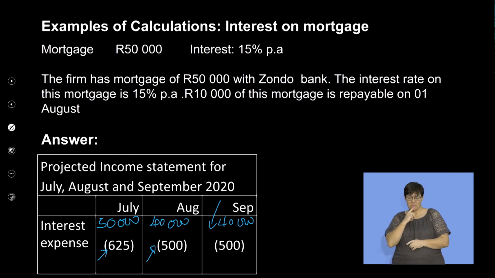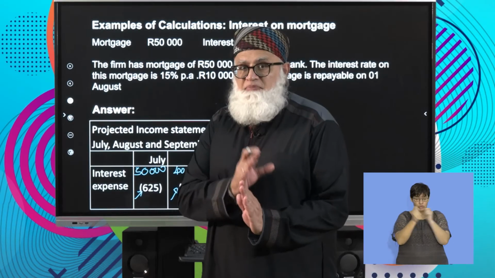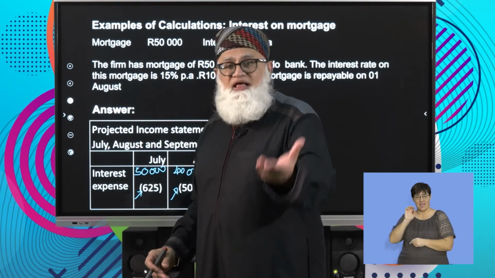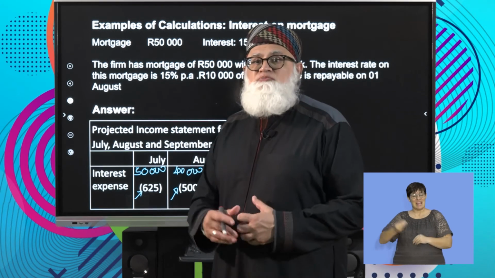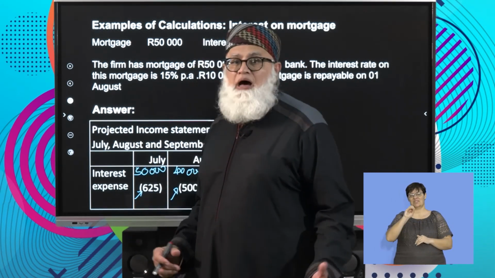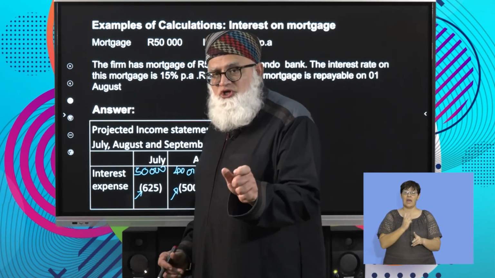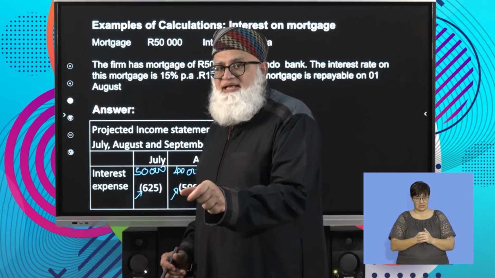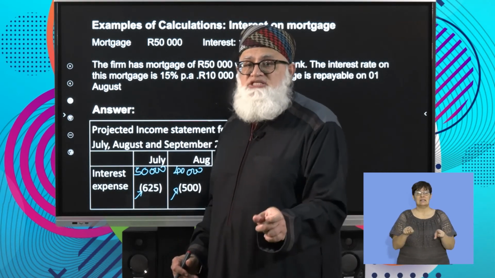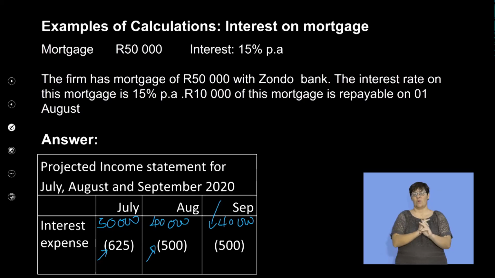So in other words, a change in my mortgage loan, because I repaid, obviously the interest will decrease because my loan is no longer 50,000, but my loan is now 40,000. So once again, read the question, see when the repayment takes place, and also then base your new calculation on your new loan figure. Okay.